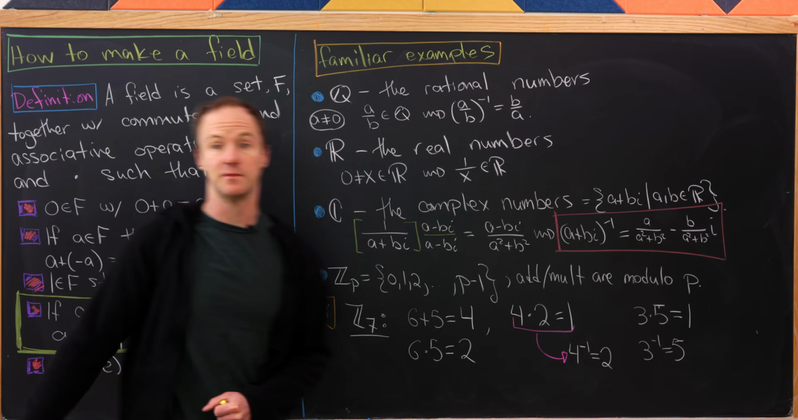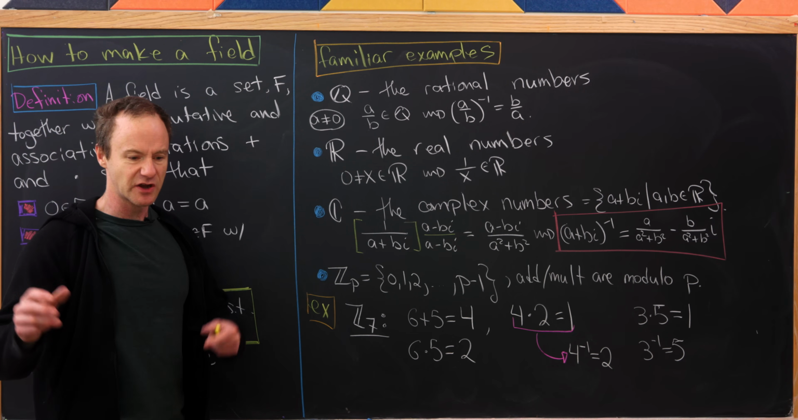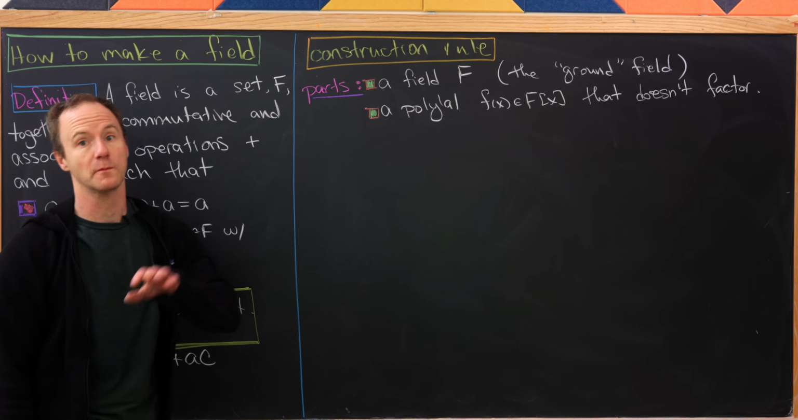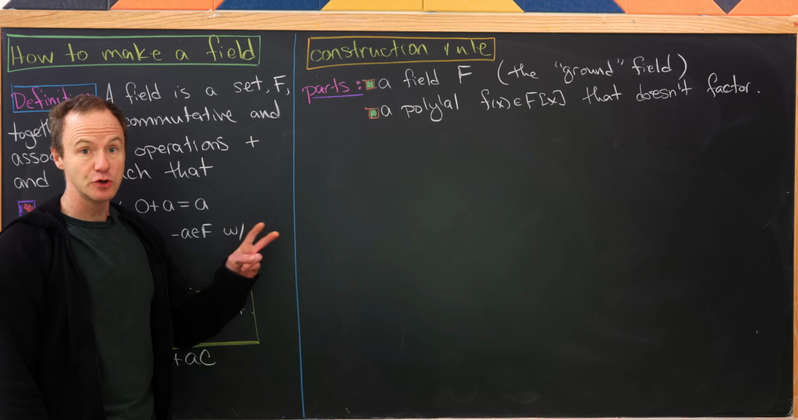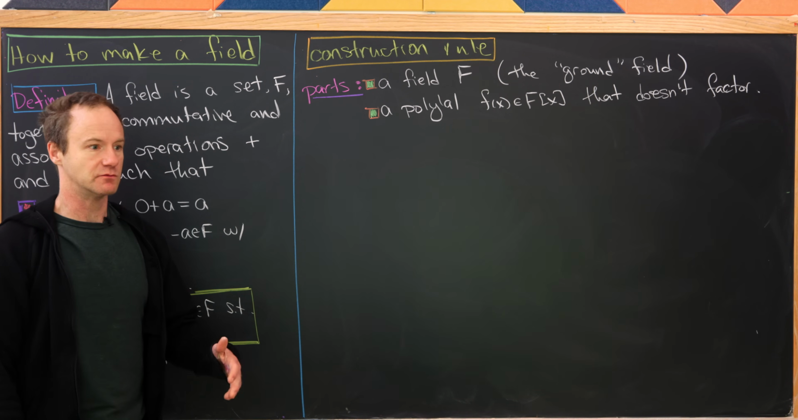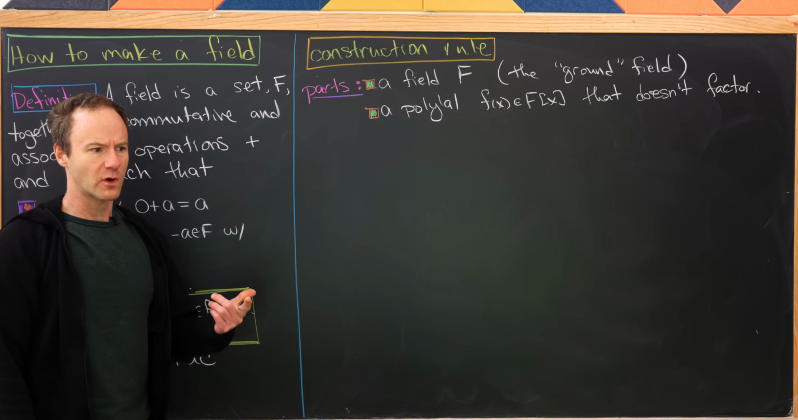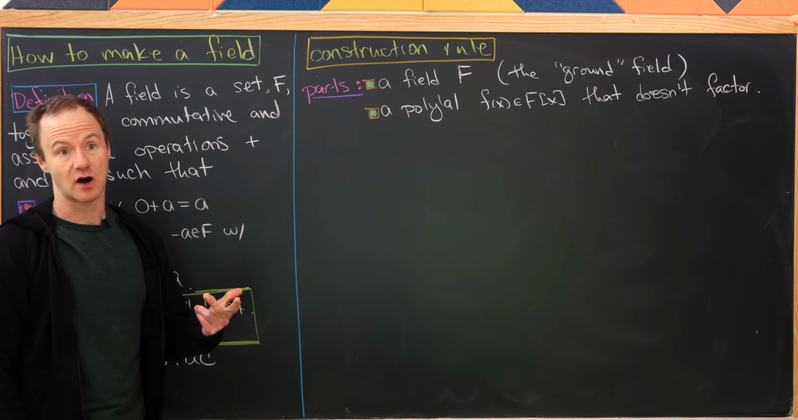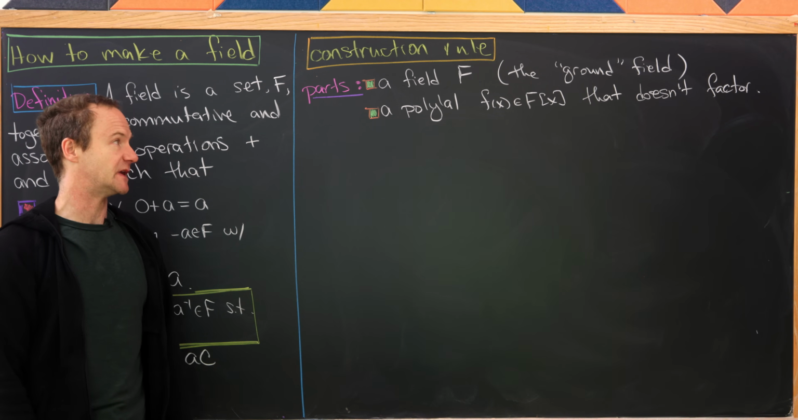Okay, so now that we've recalled both the definition of a field as well as some nice examples, let's look at this construction rule. So now we're ready to look at our construction rule for building new fields out of old fields. So we're going to need 2 parts. We're going to need a field, and it can really be any field. So the ones that we've already seen before, like the rational numbers or the real numbers. For a pretty interesting reason, the complex numbers are not a good choice, and we'll maybe talk about that briefly as we go over all of this, or the integers modulo p.